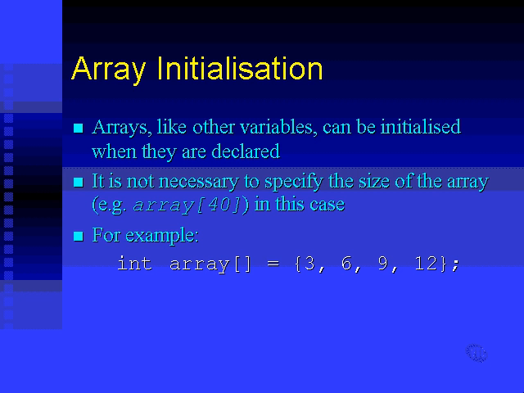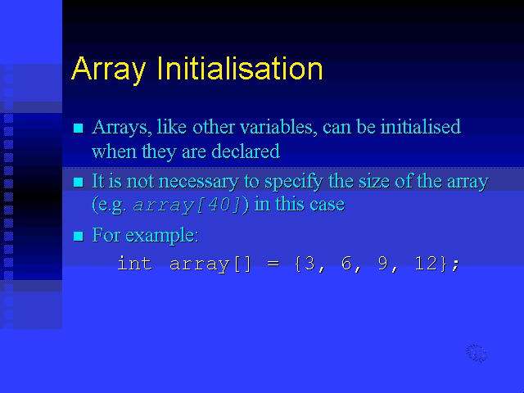Okay, here's an example. I've declared an array of integers. Notice I have not put anything inside the square brackets. There are actually 4 integers in this array. They are 3, 6, 9 and 12. Notice how they're initialized. You use curly brackets around all the 4 values, separated by commas, and then you put a semicolon on the end. And that is how you initialize an array.